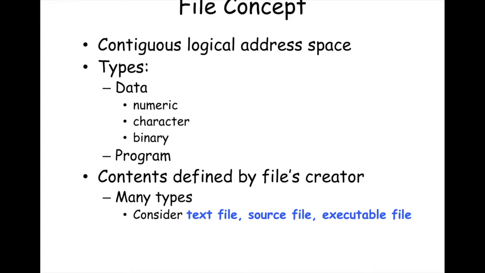You can have data files with things like ASCII characters, numeric data, binary data. You can actually have program files, executable in a particular format. And the contents of that file is defined by the person that creates that file. There are many different types of files. You can have text files, program source code files, executable files, all sorts of things.